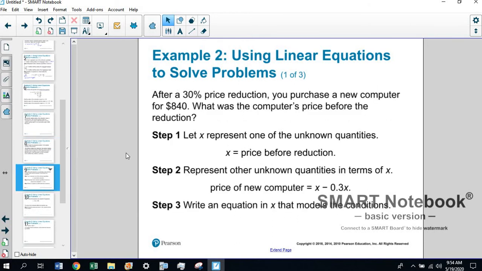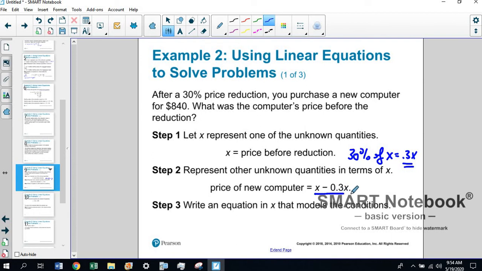So, next problem. After a 30% price reduction, your purchase of a new computer is $840. How much was it before the reduction? Well, X is the price before the reduction. We don't know how much that is. And then 0.3, right, 30% of, so they don't mention this, but 30% of X is just 0.3X, right? 30% is 30 out of 100, that's 0.3, and then times X, the "of" is multiply. So that's your discount, and so X minus 0.3X, okay, that's going to simplify to 0.7X.